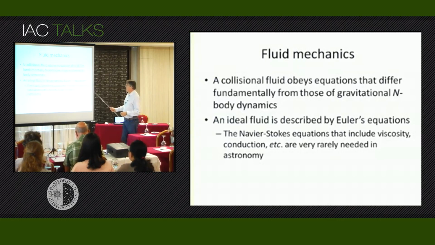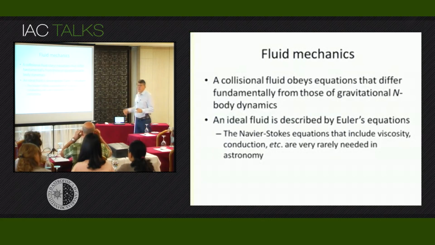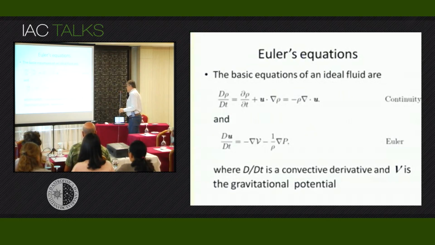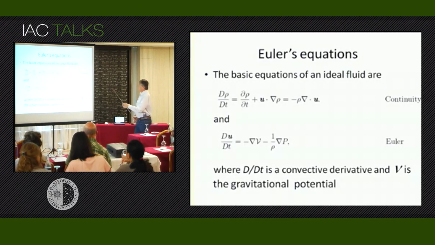If you want to include things like viscosity and thermal conduction and other processes which are caused by diffusion within the fluid, then you really need to use the Navier-Stokes equations. But the sizes of objects in astronomy are so large that these equations are never important. So you never need to worry about those equations, and you stick with the very simple Euler equations.